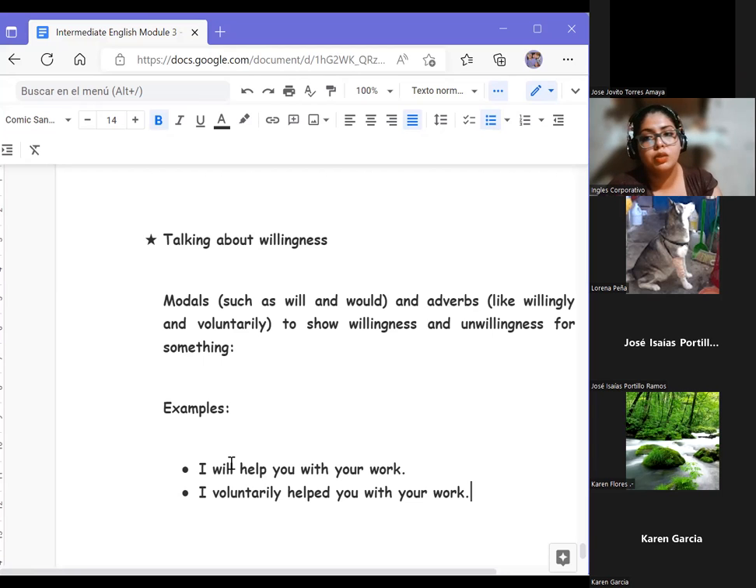Así que como en ese caso nos estamos mostrando que queremos ayudar, vamos a utilizar ese tipo de oraciones. En la primera es como "te voy a ayudar", es como una idea. No es algo que en realidad ya pasó. Solo es una idea de que yo voy a ayudar. And in the second one, "yo voluntariamente te ayudé con tu trabajo". Nadie me obligó, sino que yo quise hacerlo.